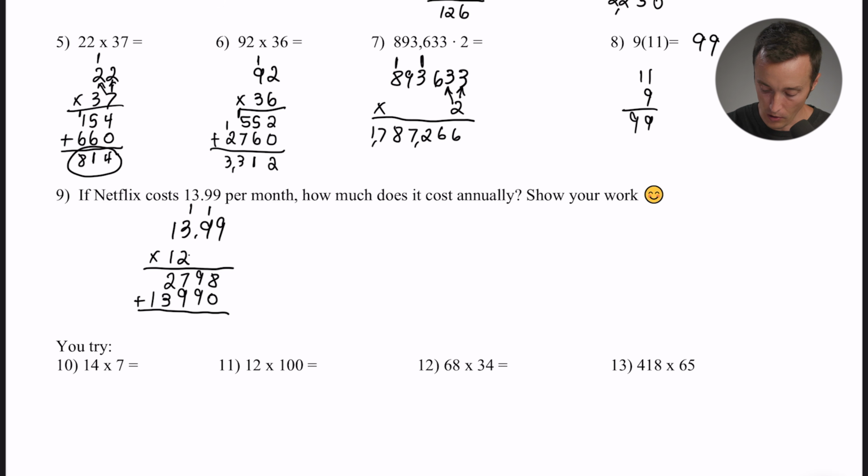Now all I have to do is add these and I should get the final answer. 8 plus 0 is 8. 9 plus 9 is 18. Carry the 1. 1 plus 7 is 8 plus 9 is 17. Carry the 1. So we've got 1 plus 2 is 3 plus 3 more is 6. And then the 1. So if we drop our decimal point where it goes and put a dollar sign on it, now we know that in a 12-month period or 1 year, Netflix is going to cost you $167.88.